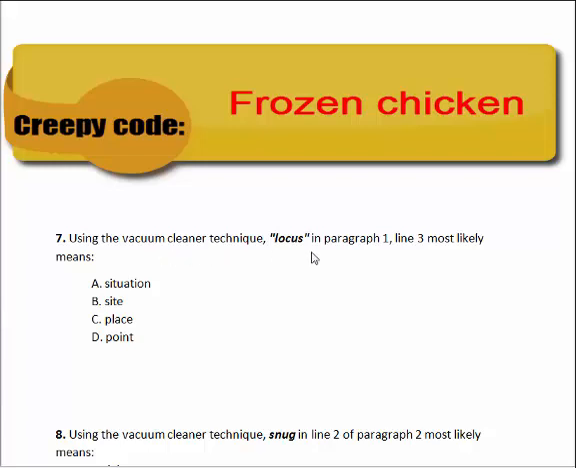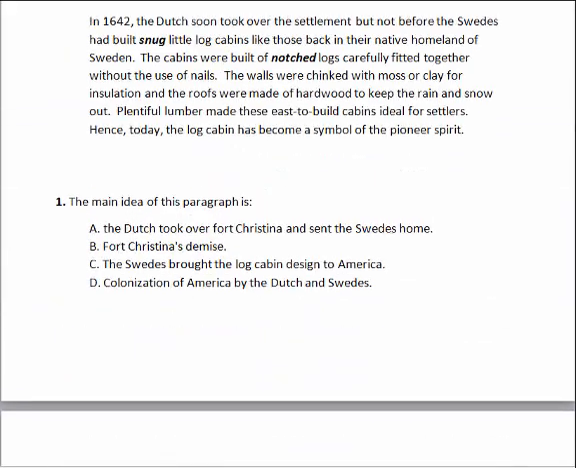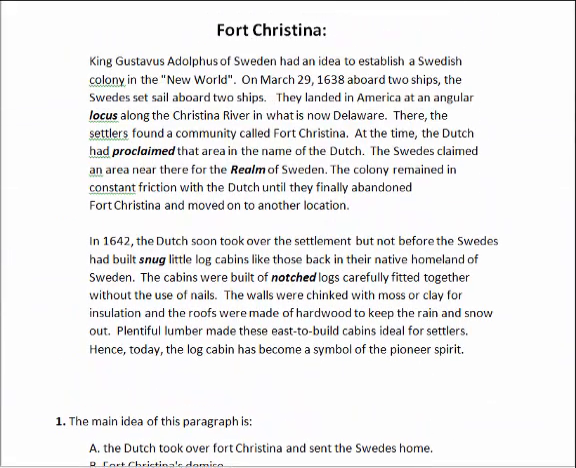7, using the vacuum cleaner technique, locus in paragraph 1, line 3 most likely means. Here are our answer choices. We're going to plug them in and see which one sounds the best. A, situation, B, site, C, place, and D, point. Let's go ahead and scroll on up. Here is locus. Here is the area in question. Let's plug our answer choices in. Situation is answer choice A. They landed in America at an angular situation along the Christina River. That is definitely sounding weird. A can be crossed out right away.